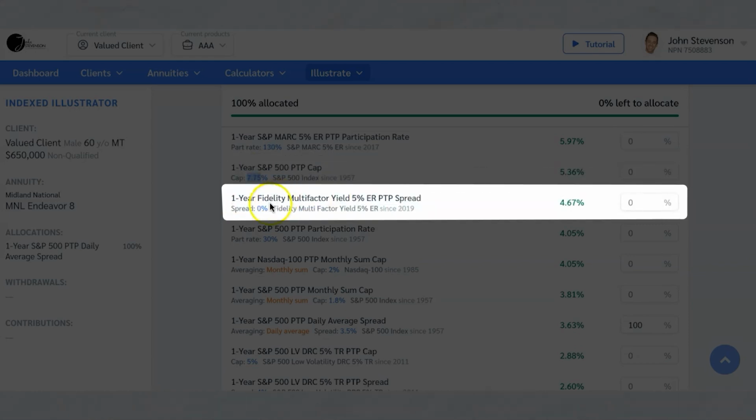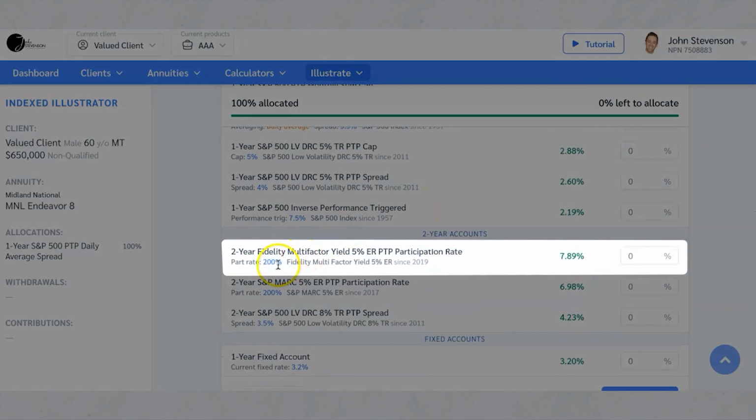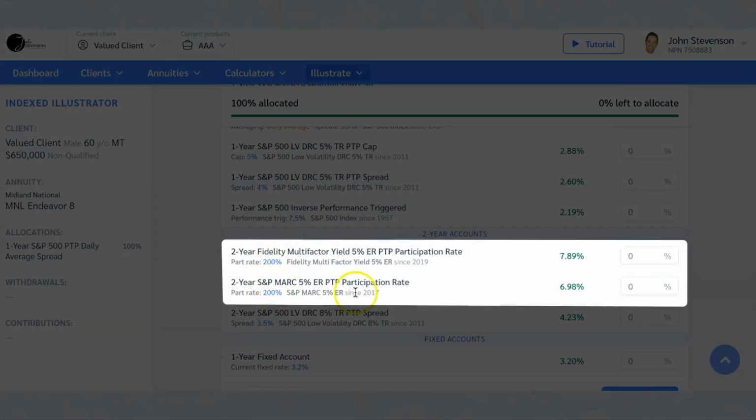They've got the Fidelity multi-factor. There's a 0% spread, so this one has no cap and no par rate. It is what it is, so you'll earn whatever it gets. That's kind of nice, but they do have a spread of 0%, which means they could change that next year. Okay. Then look at the 2 year, 200%.